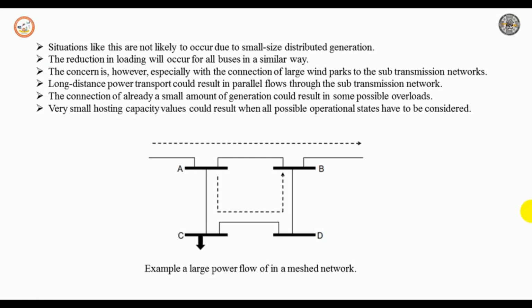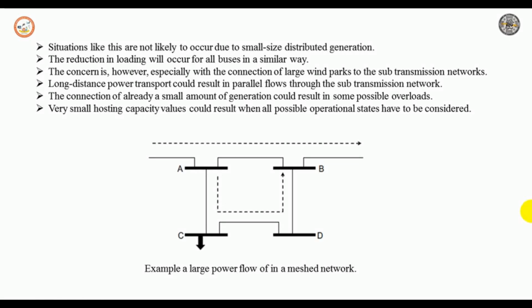So adding a distributed generator at node C will initially result in a reduction of load, and thus there will be an increase in the power flow between D and B. Adding this distributed generation at node C will significantly increase the power flow between D and B. Already, a small amount of generation which may result in some overloading can be prevented by doing so.